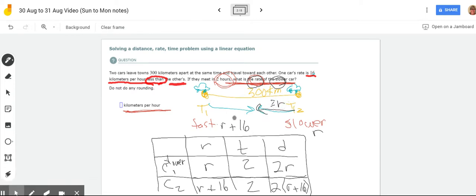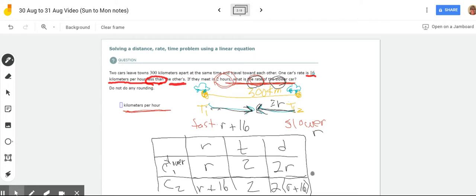You don't need to write this in the picture. I just do this because I'm trying to identify the slower and the faster car. What does it say about them? It says that they are 300 kilometers apart. So this car and this car are going to travel towards each other, and eventually they're both going to travel 300 kilometers.